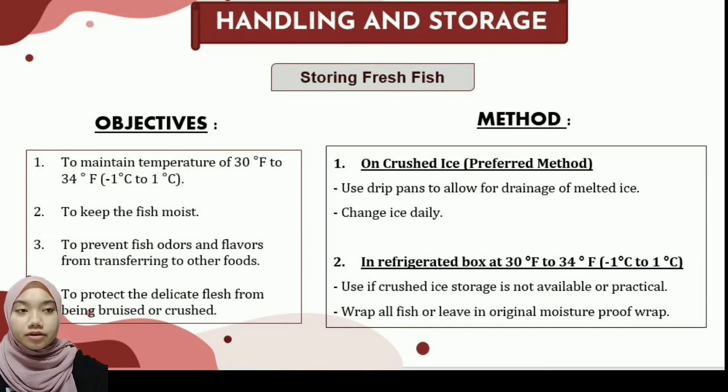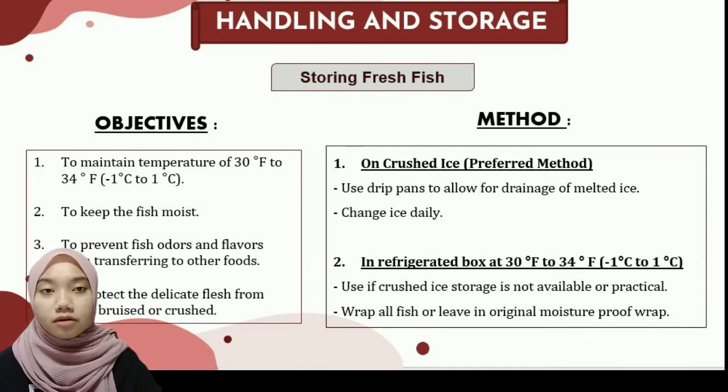Okay, next, storing fresh fish. The objectives: first, to maintain a temperature of 30 degrees Fahrenheit to 34 degrees Fahrenheit, or negative 1 degree Celsius to 1 degree Celsius. Second, to keep the fish moist. Third, to prevent fish odors and flavors from transferring to other foods. Fourth, to protect the delicate flesh from being bruised or crushed.